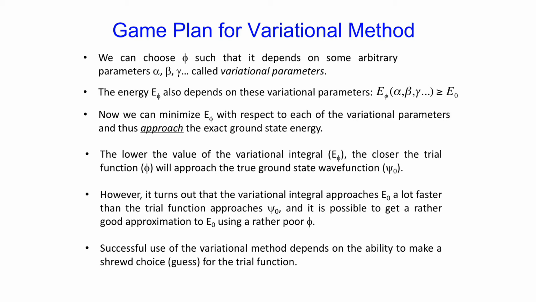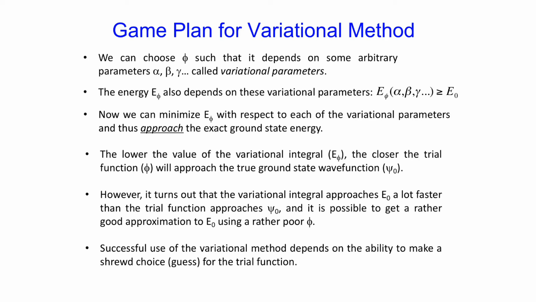Okay, so if our trial function depends on these variational parameters, that means that our energy also depends on these variational parameters. So your energy will always be a function of whatever variational parameter you've decided to use in your trial function. So if you are using variational parameters in your trial function, what you want to do is minimize your energy with respect to each of the variational parameters that you've used, and then that will allow you to, again, approach your exact ground state energy.